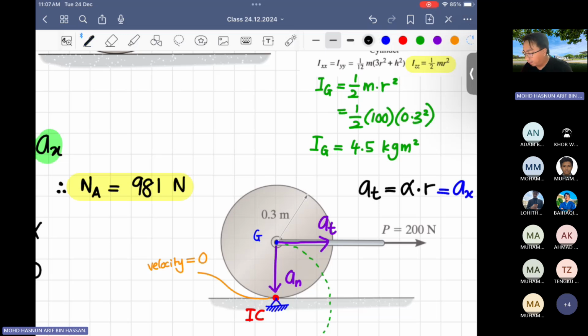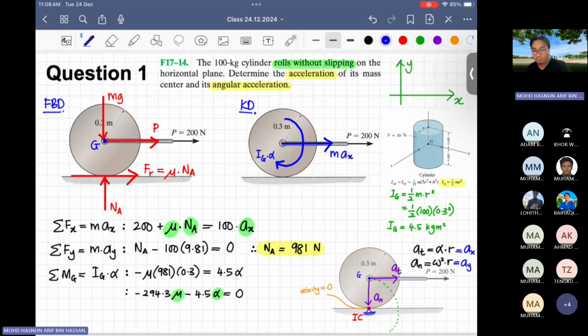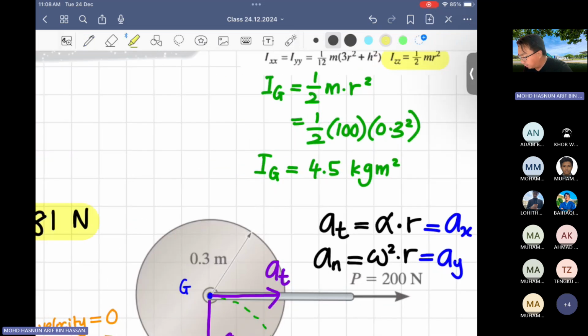Now AN is equal to omega square times R, which is also equal to AY, because AN is pointing in the y-axis. But in our case here, AN is basically zero, because there is no motion in the y-axis. AY equals zero. So what I want to highlight here is this. AX in the case of rolling without slipping is equal to alpha times R.